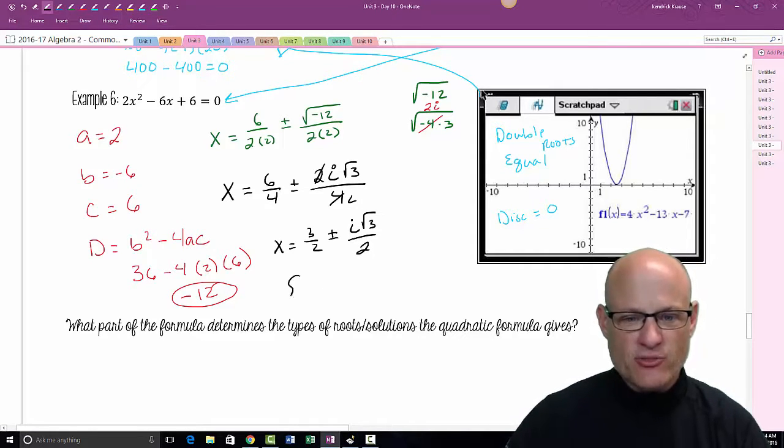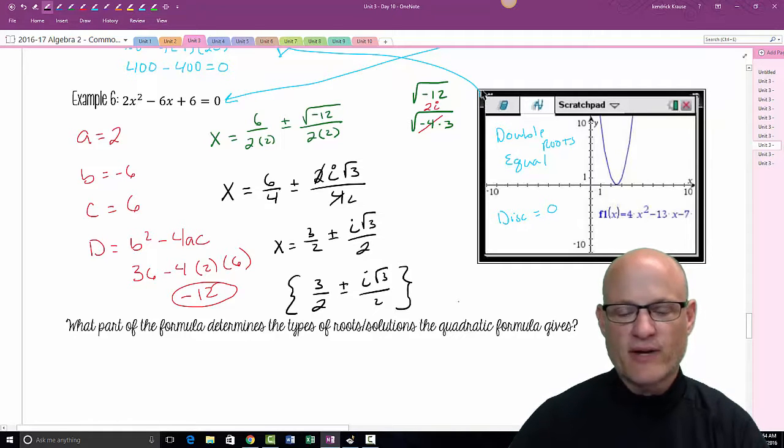Now sometimes your teachers want you to write it out. You can write it out like this: i square root of 3 over 2. Put it in curly brackets, make yourself look professional.